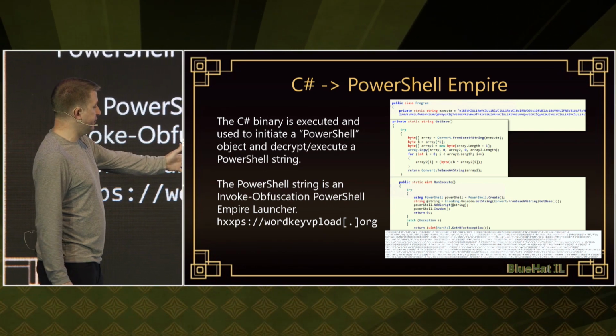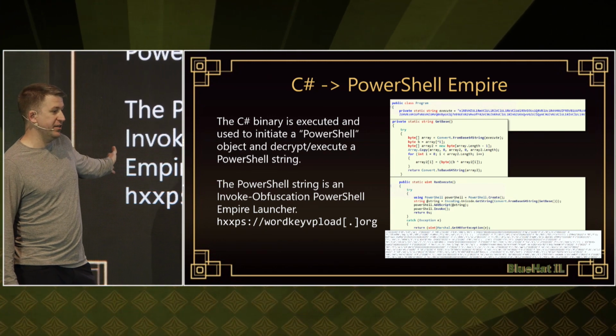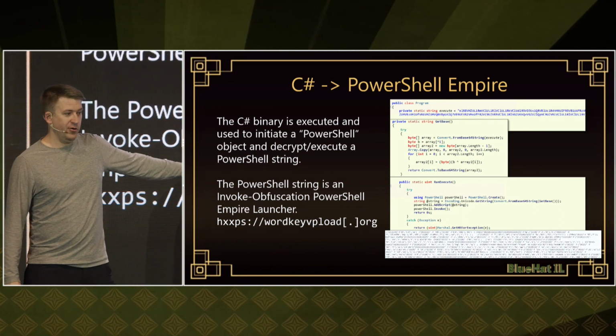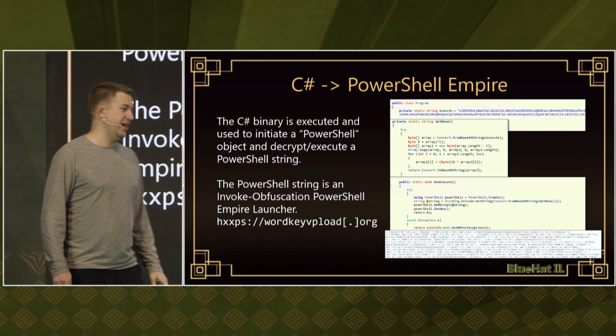At the end of the day, this code essentially launches PowerShell Empire, calling out to a domain that looks a lot like the first one, but note it's .org instead of .net. So they purchased two domains with the same top level.